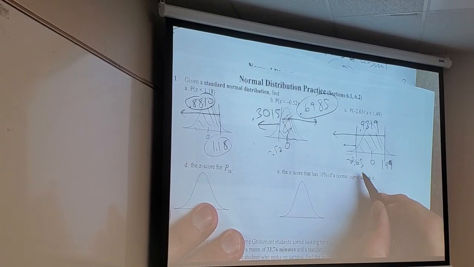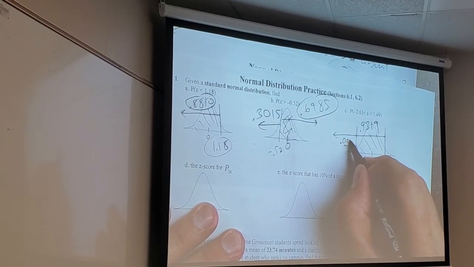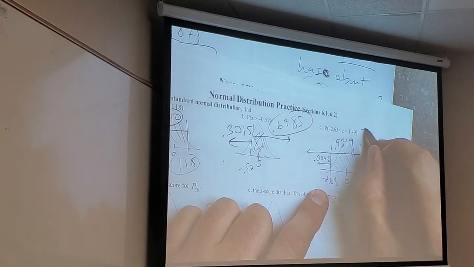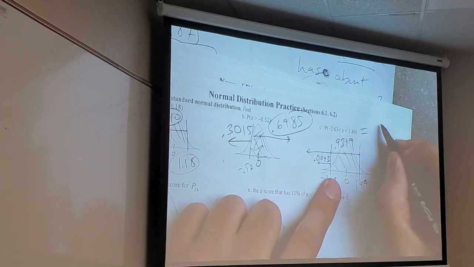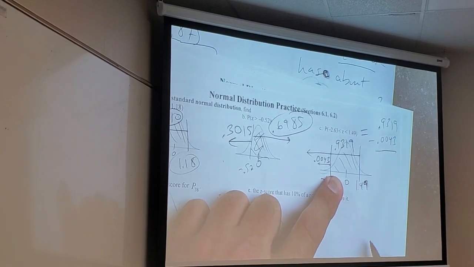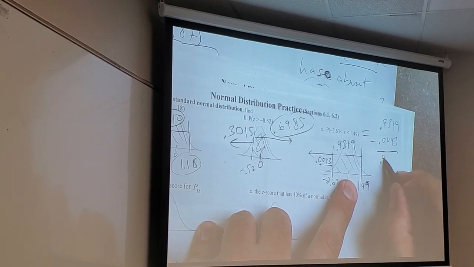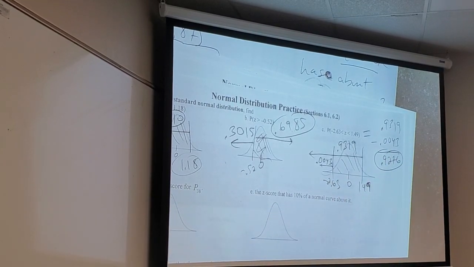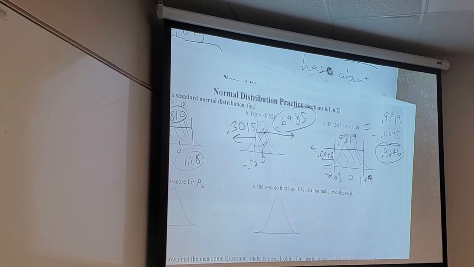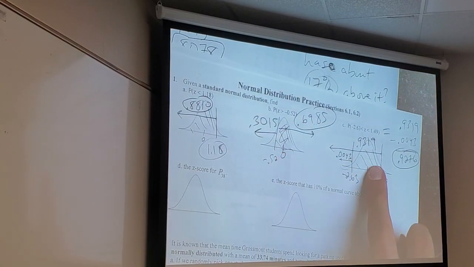So what do you get when you look up negative 2.63? 0.0043? Okay. Now don't leave it like this, because the question should have one answer, so it's 0.9319 minus 0.0043. And what do you get? I like it. All right. Okay, I like it.